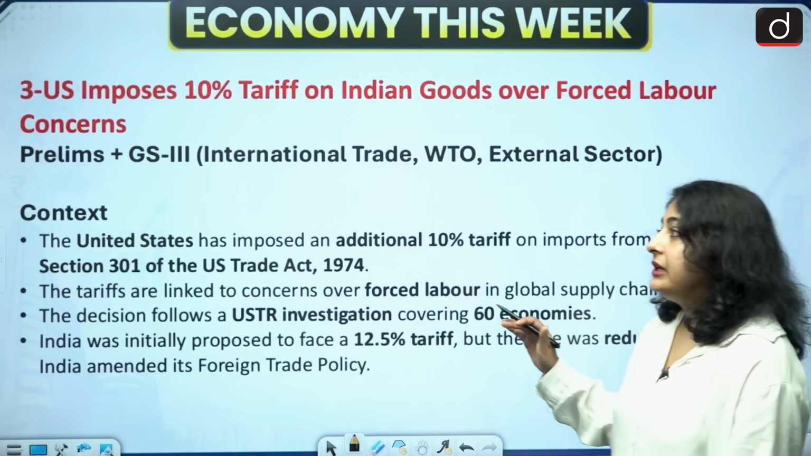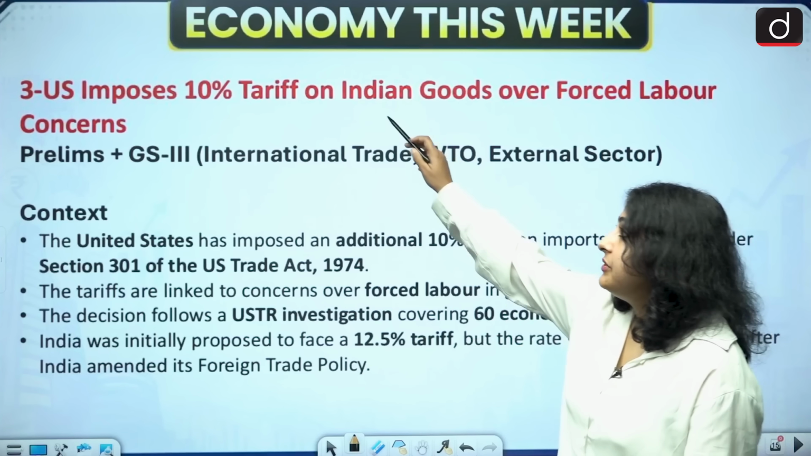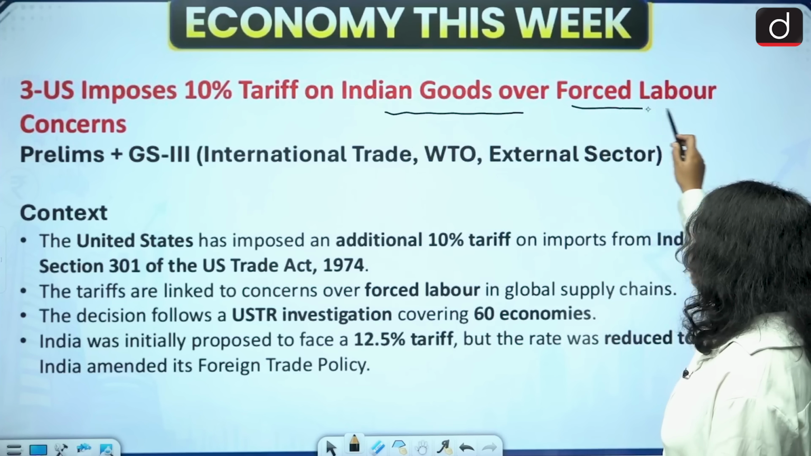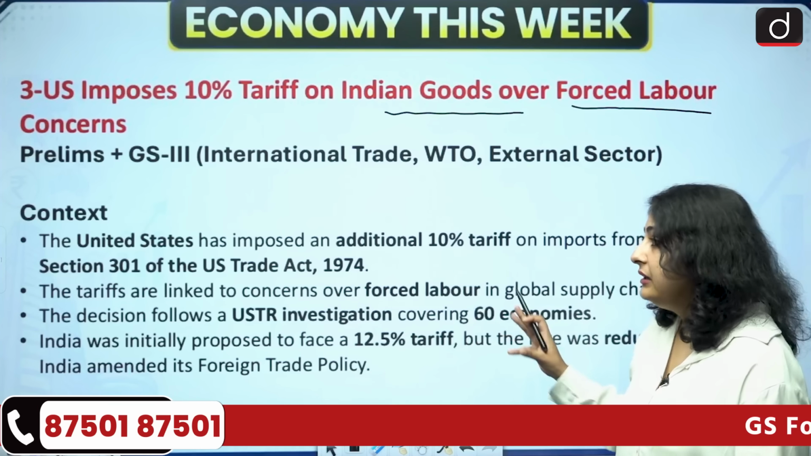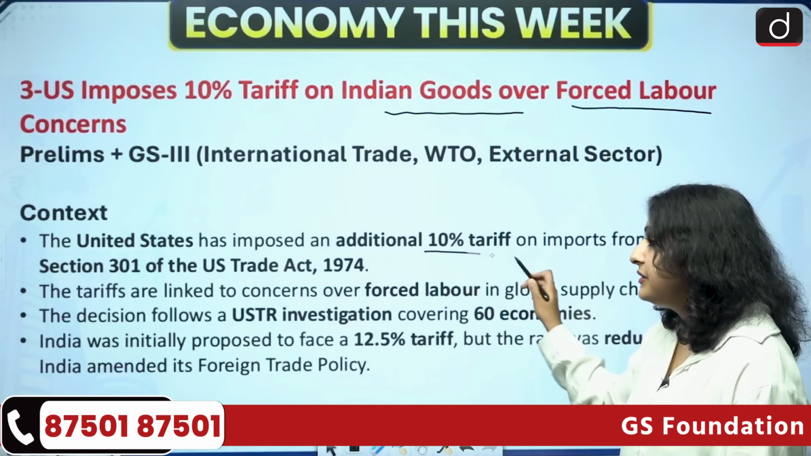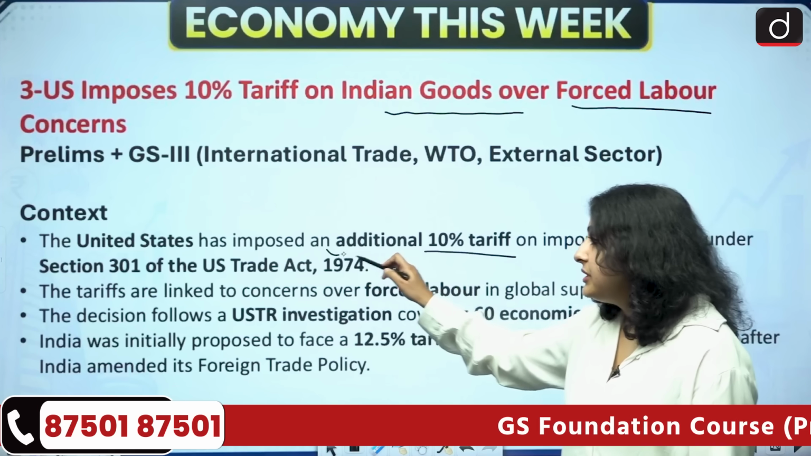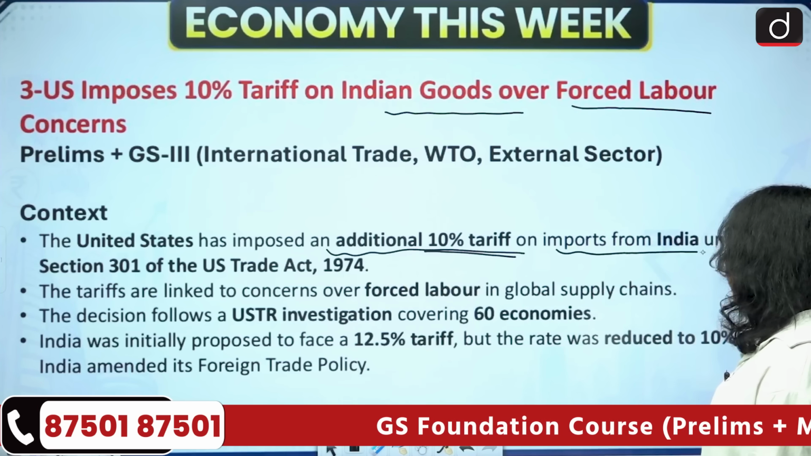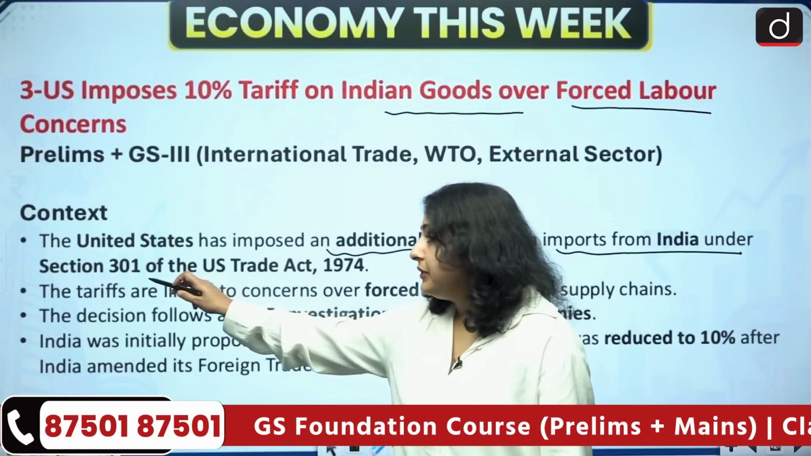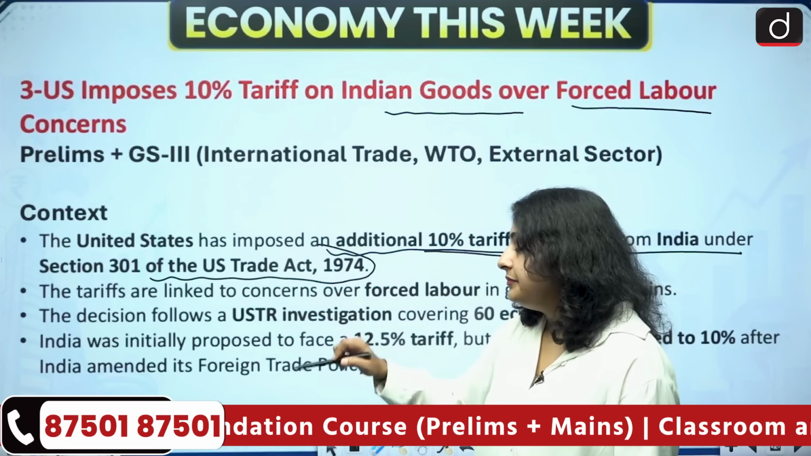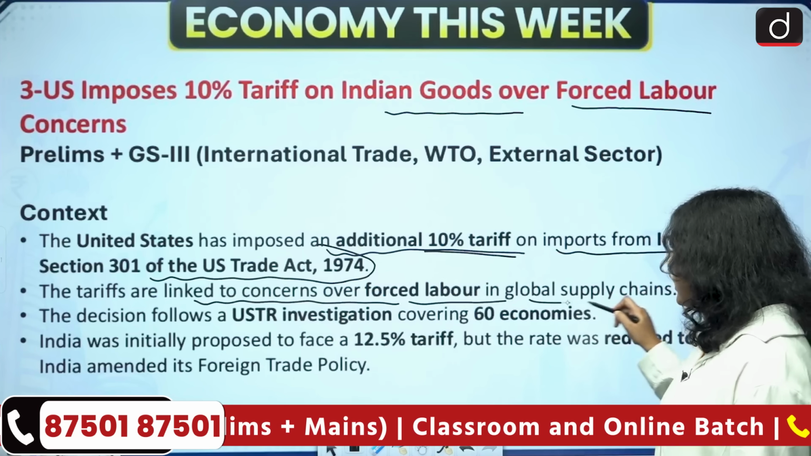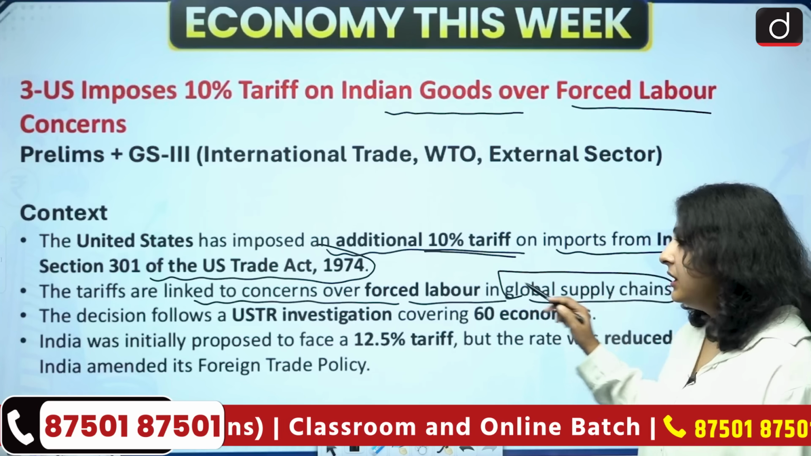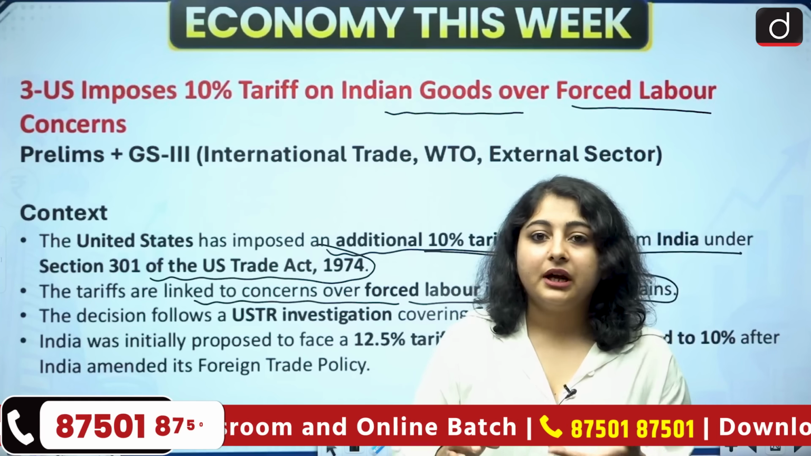Now the third news is related to the US imposing a 10% tariff on Indian goods over forced labor concerns. Let us try to understand why the US has imposed an additional 10% tariff. See, the US has imposed a 10% tariff on imports from India under Section 301 of the US Trade Act. These tariffs are linked to concerns over forced labor in global supply chains. Let me give you a brief context behind this news.